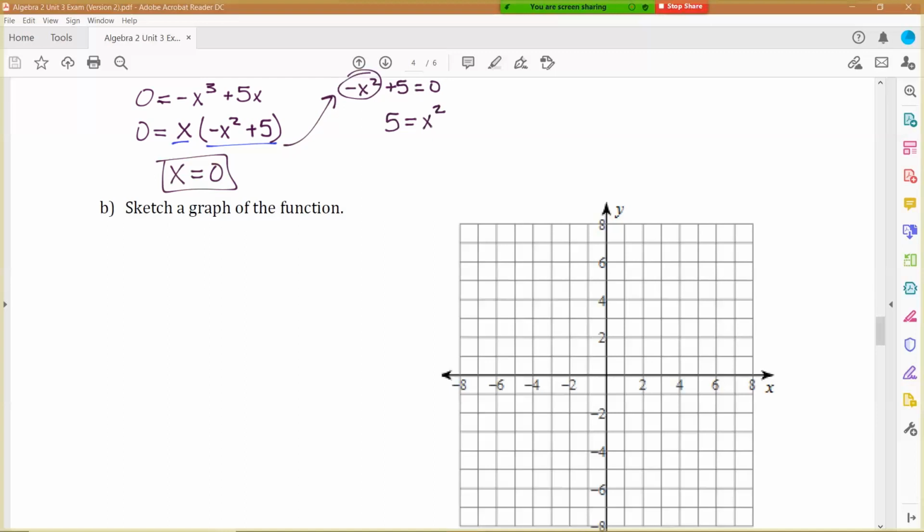And similar to the last problem, if I want to get x by itself, what am I going to have to do? Square root both sides. Keep in mind, since I put in the square roots, we've got to add that plus or minus in there. So x equals plus or minus the square root of 5. There's your other answer. So that's it for part A.